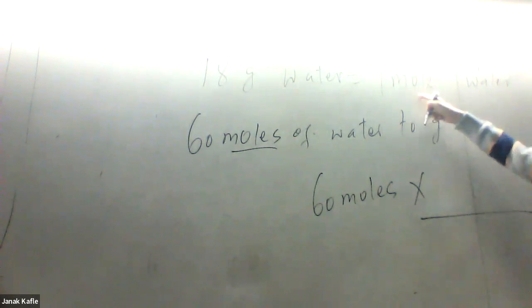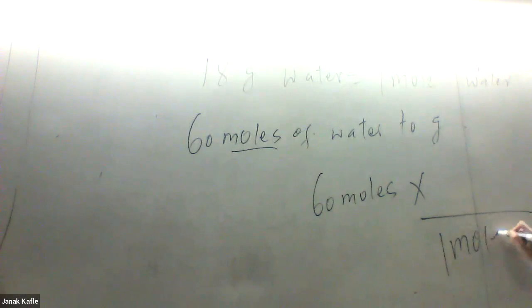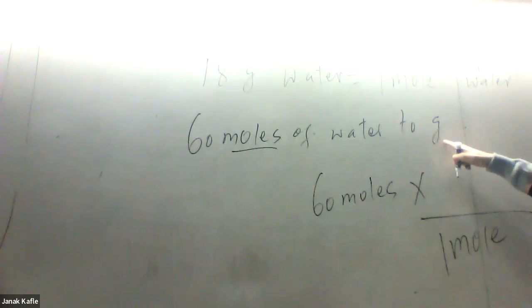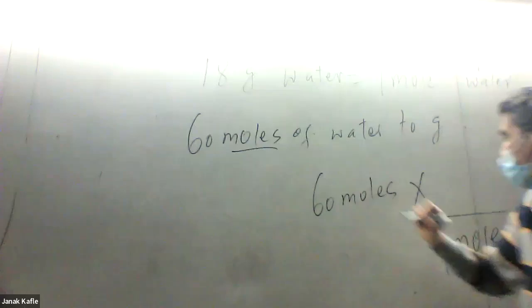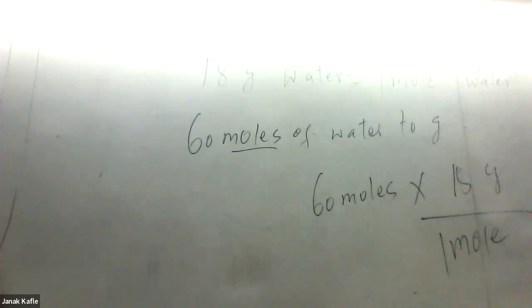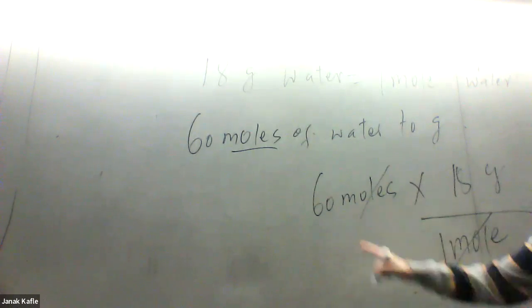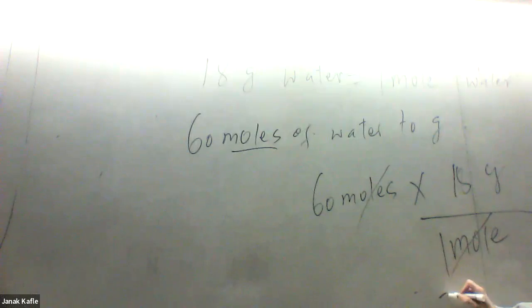So I'm going to put the mole part down here, 1 mole, and then I need grams, because 60 moles of water to gram. So the gram part I need to put up here, 18 gram. So mole cancels here, then 16 multiplied by 18, put it in the calculator, and whatever comes is in gram.